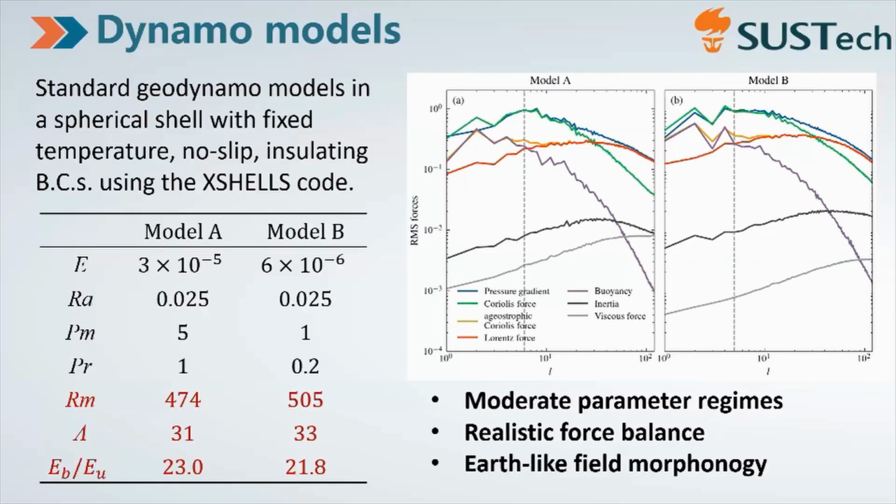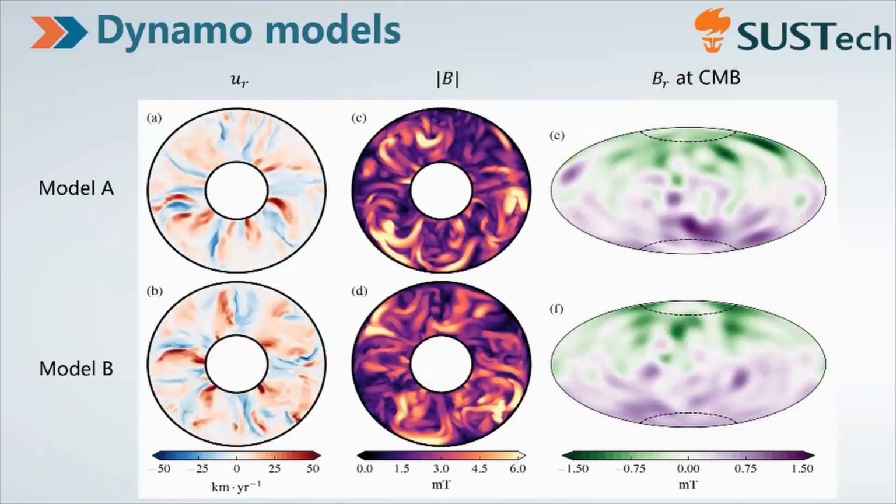But even at the moderate parameters, the force balance is similar to what Julia has shown yesterday. So it's a QG MAC force balance, and this dynamo simulation also produces an Earth-like magnetic field at the core-mantle boundary, and if you look at the flow and the magnetic field in the interior, it has sufficient complexity of the system.